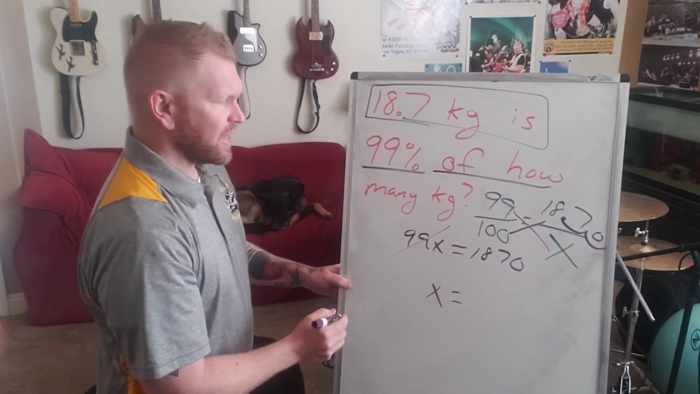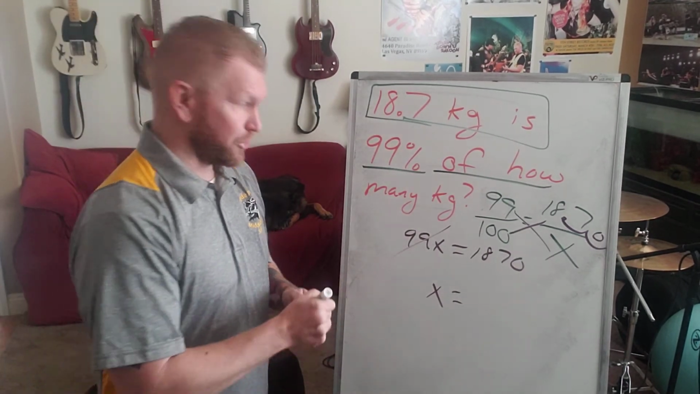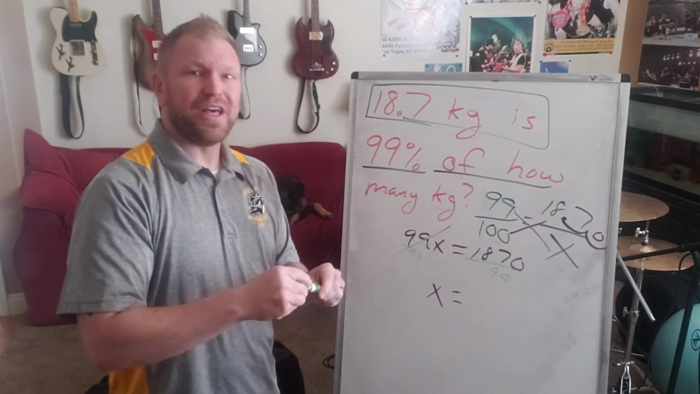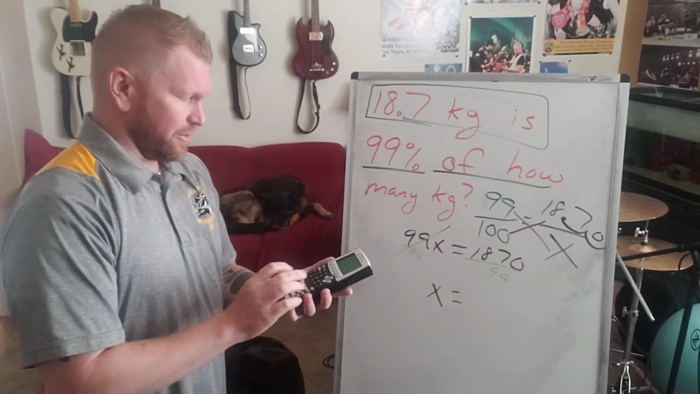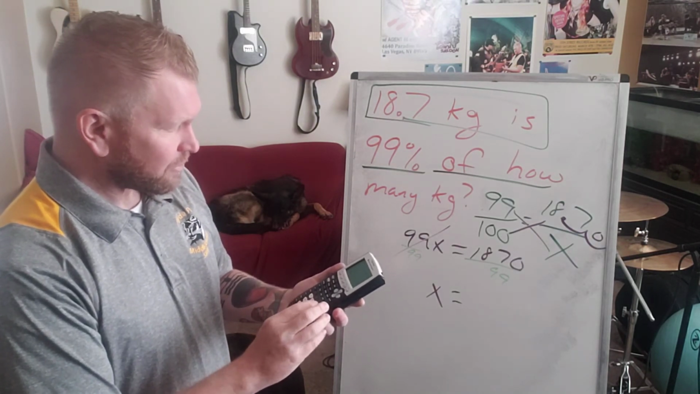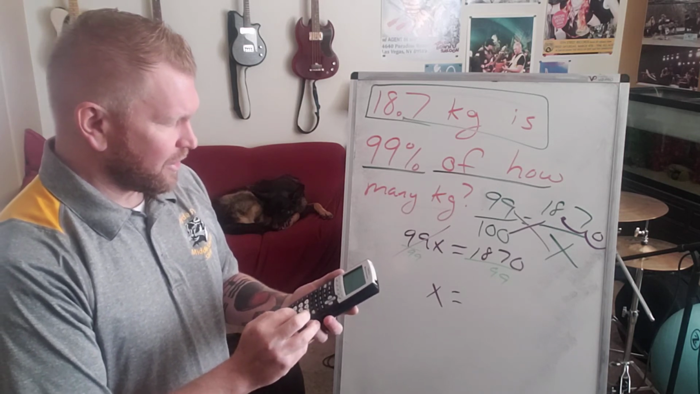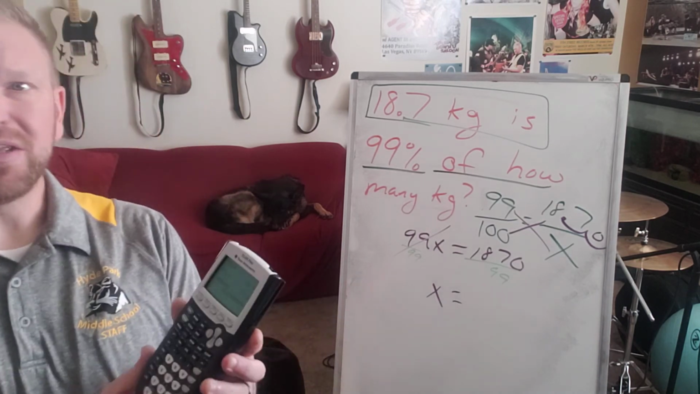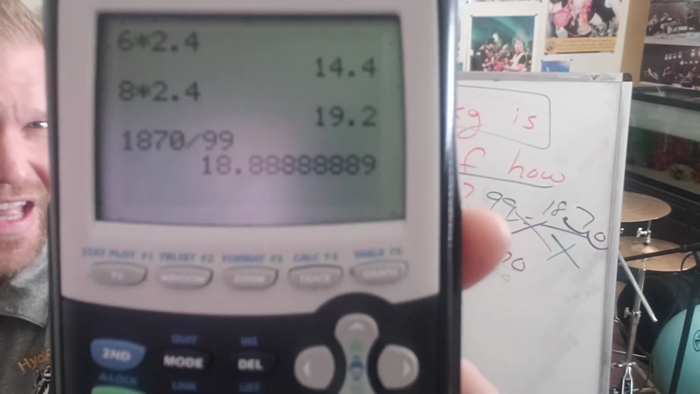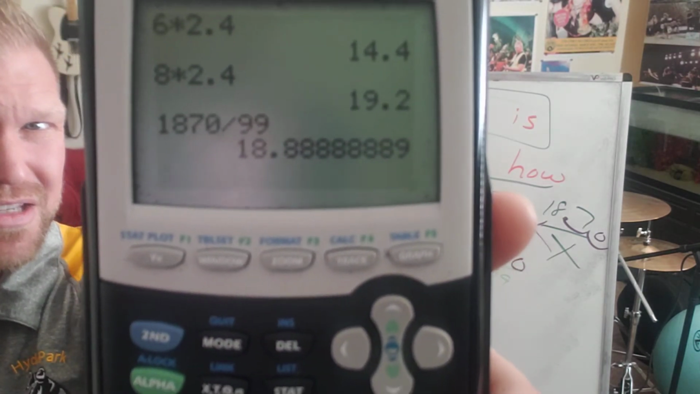How do I get rid of the 99? You divide by 99. On which side? On both sides. Divide this by 99. Divide that by 99. I do not feel like doing that division problem. I'm going to grab my calculator. I'm going to put in my calculator 1,870 divided by 99. And that equals 18.888. Now, if you notice at the end of all those 8s, there's a 9. That 9 isn't really there. They just automatically rounded it in my calculator. But really, it's 18.8 repeating.